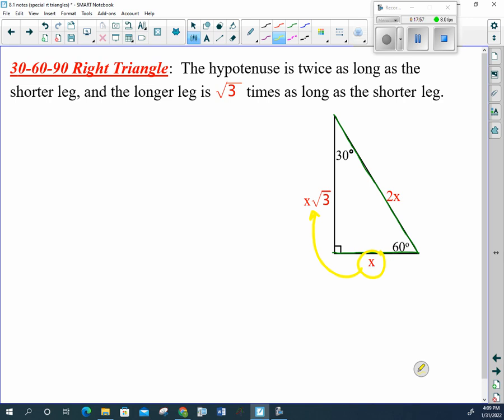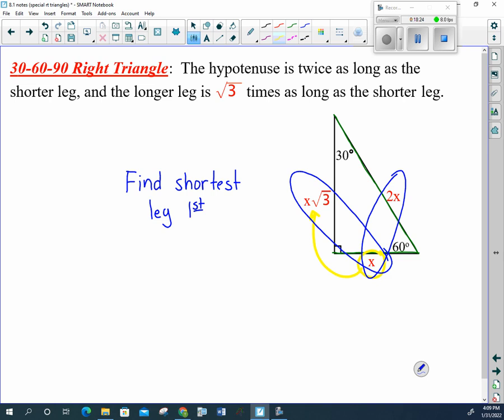When you're working with the 30, 60, 90s, you always want to find the shortest side first. Okay, so find the shortest leg first. The ratios are comparing from the short leg. So if I do these two, I know that they're half or double. And if I do these two, then I know that it's either multiply or divide by the square root of 3. So that's why you want to find the shortest leg first.